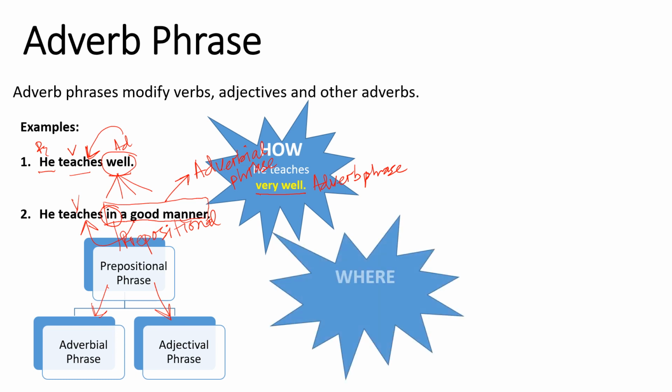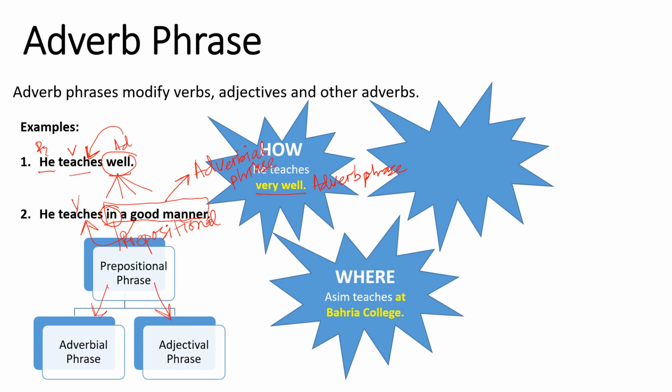If we talk about another example, an adverb phrase can also give you information of where the action takes place. For example, Asim teaches at Beria College. So where does Asim teach? At Beria College. So at Beria College is what? A prepositional phrase that is functioning like an adverbial phrase. So it is an adverbial phrase.